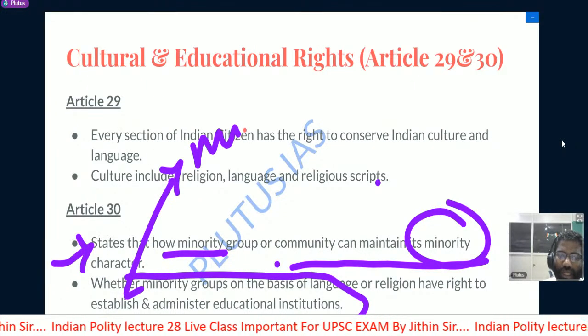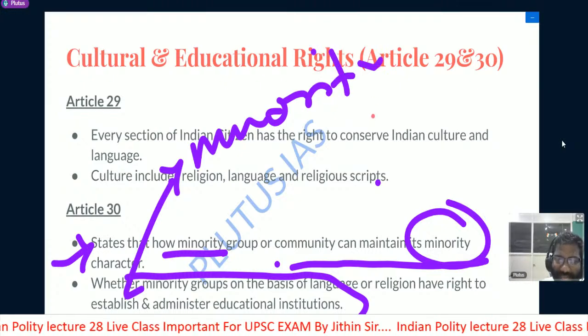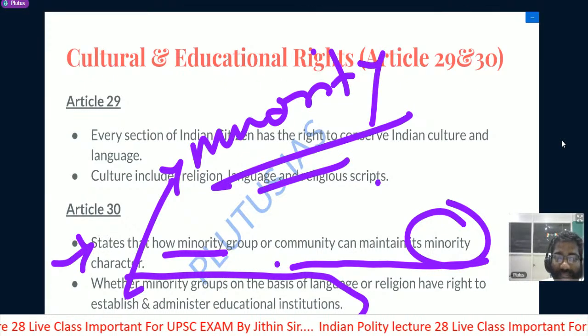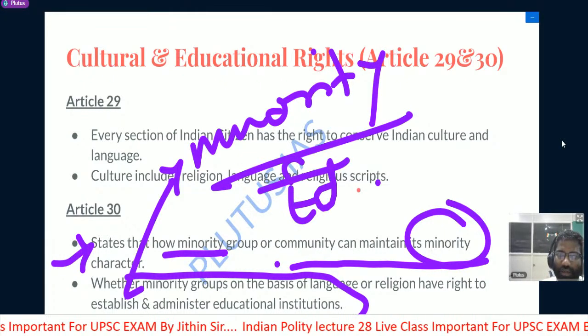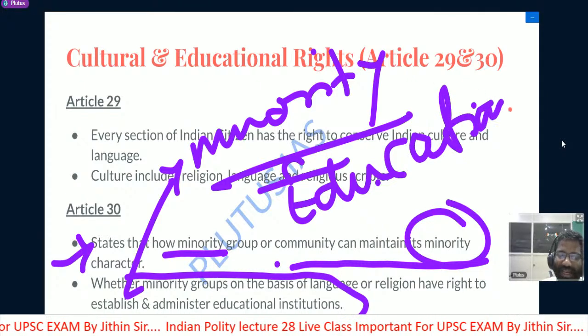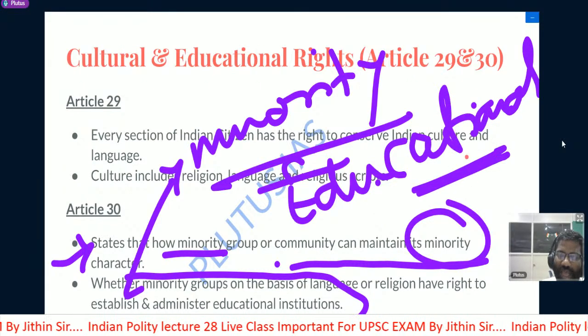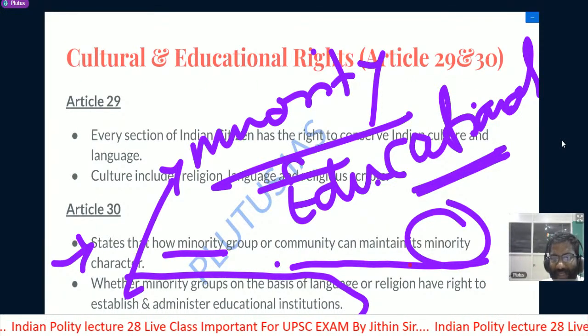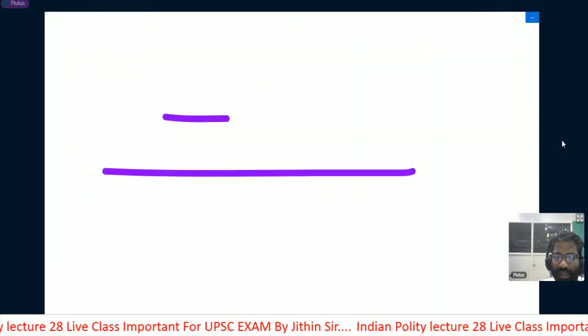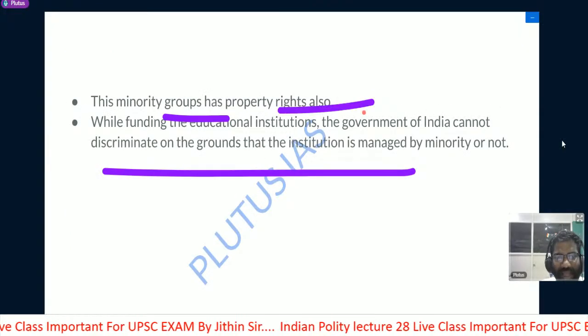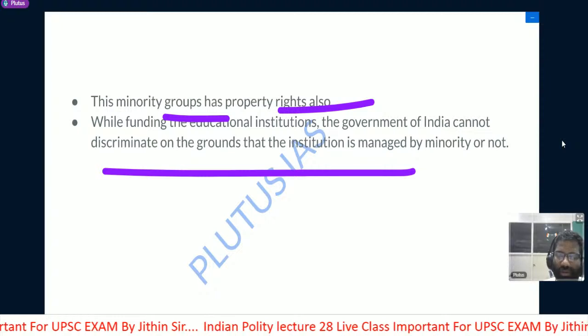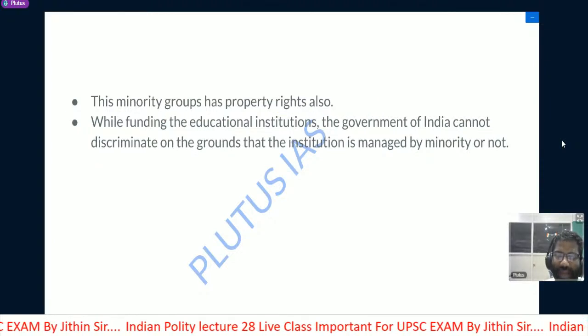If any minority group wants, they can set up any educational institution and administer and manage it. The third point was they have property right also, meaning to establish an educational institution they can buy property.